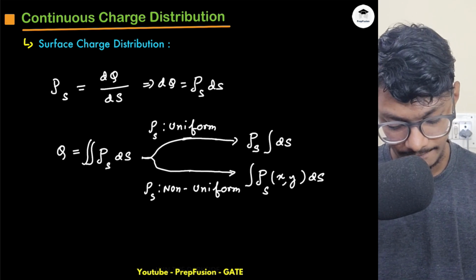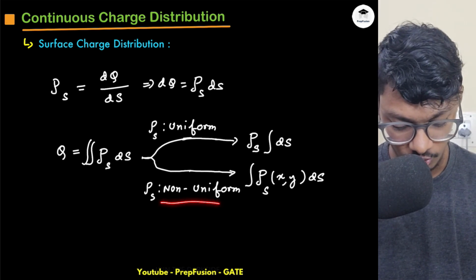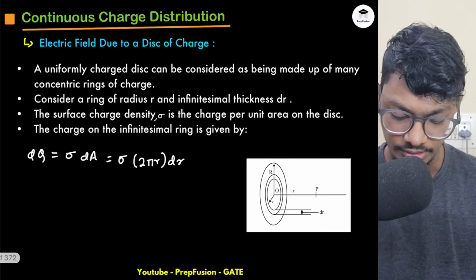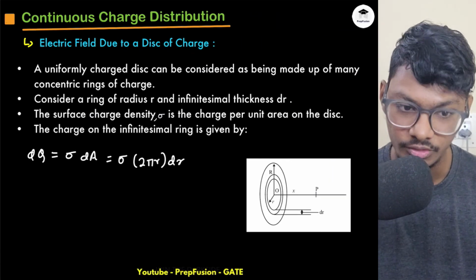So this will be surface integration, and for non-uniform we have to simply integrate with the function. Now we'll study the electric field due to a disk of charge.